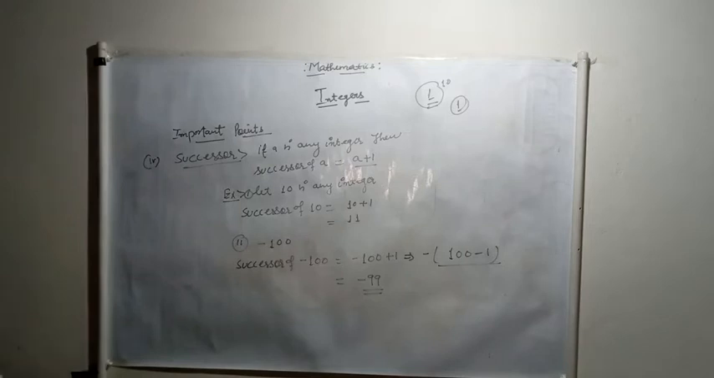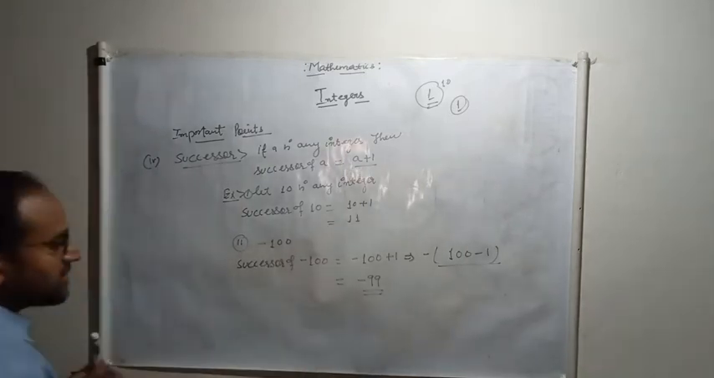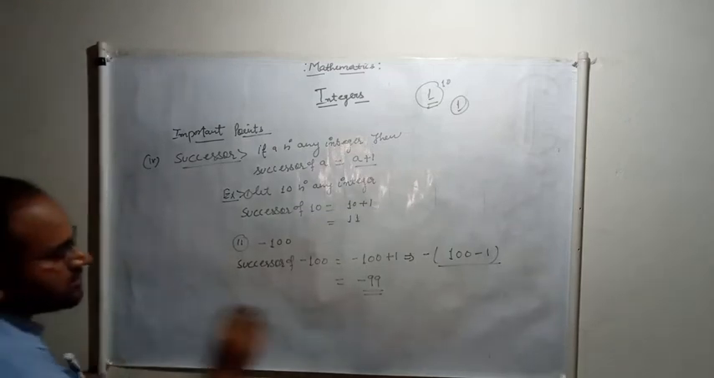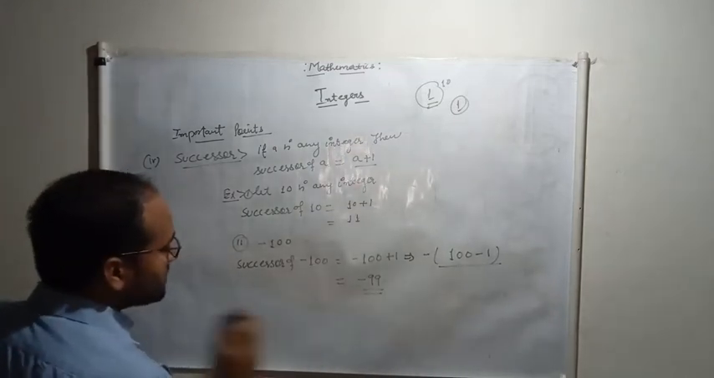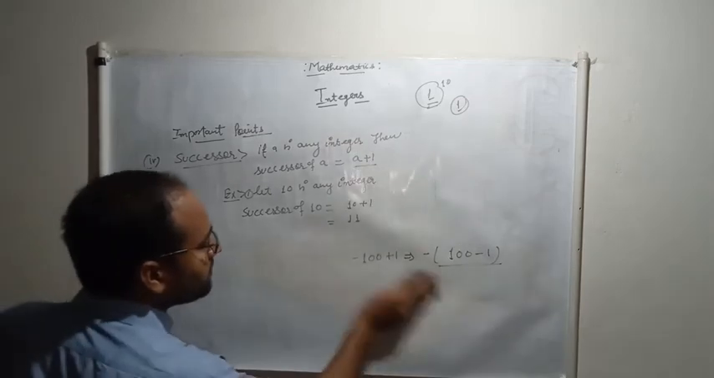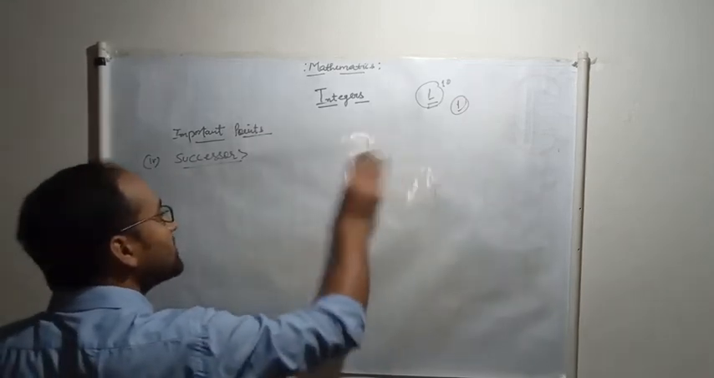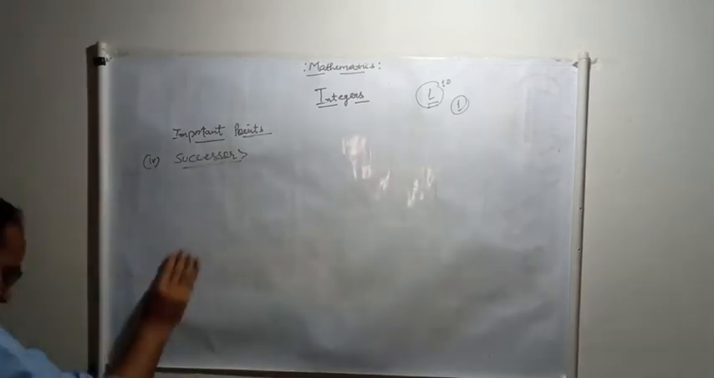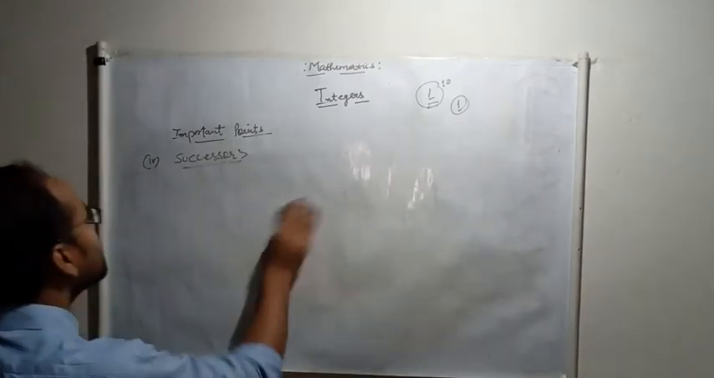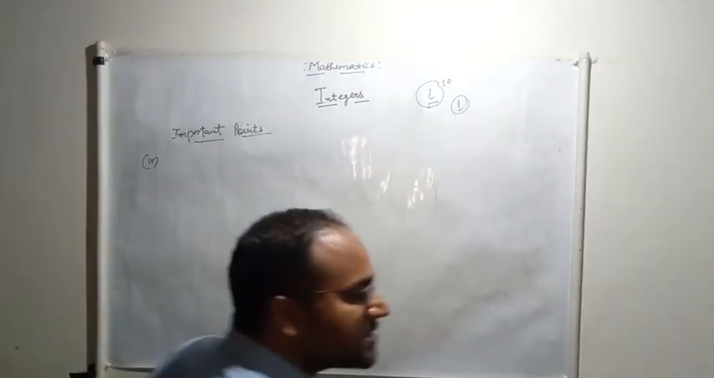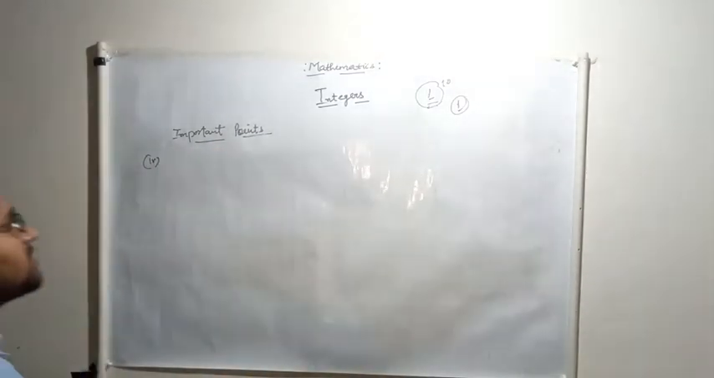And the last one is the predecessor. After the successor, the last one is the predecessor. I will erase this and then discuss the predecessor. What is the successor of 0? 0 plus 1 is the successor. And what is the successor of minus 1? That is 0. Minus 1 plus 1, you get 0.